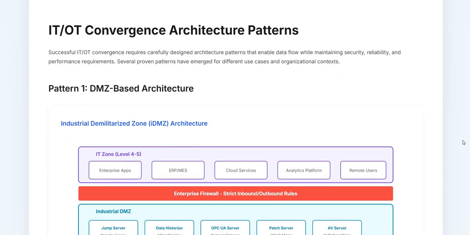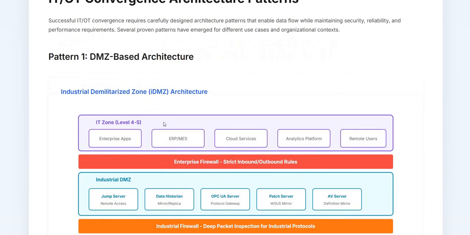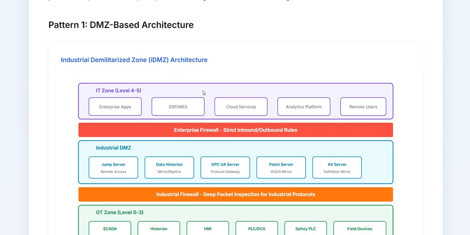Section 3. Patterns. Up to this point, we talked about why connection matters, and here the focus changes to how teams actually wire systems together without breaking safety, timing, or trust. These patterns exist because factories cannot accept random connectivity. Every arrow here has intent behind it.